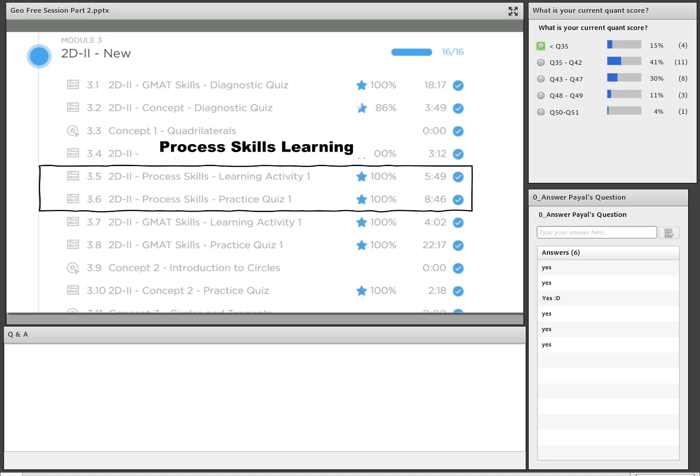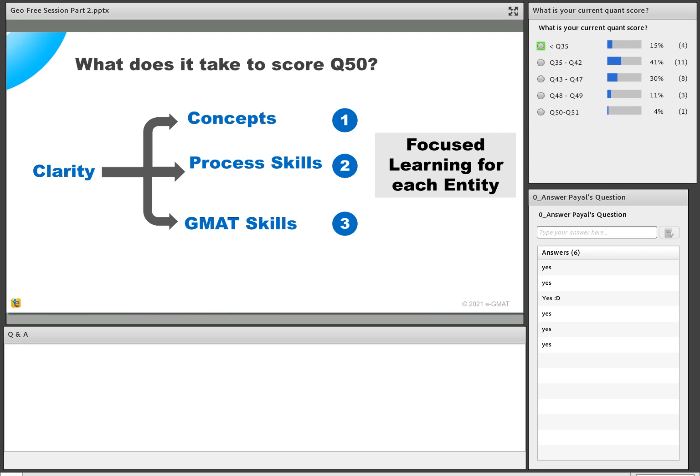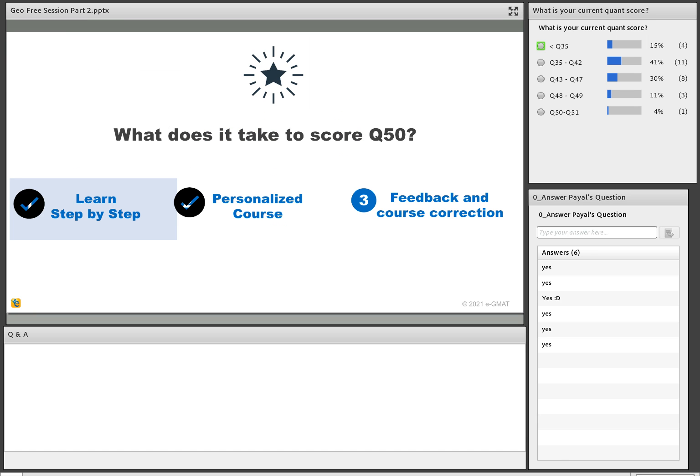So you actually do that concept revision as you're doing this, and then you learn GMAT skills. Each one of these activities has feedback built in, so you can see that. Not only do you get focused learning for each entity, you actually get reinforcement as you go from concept to process skills to GMAT skills in that particular context.